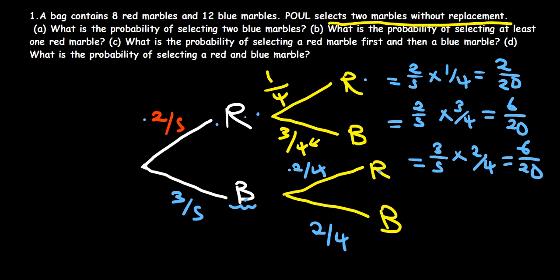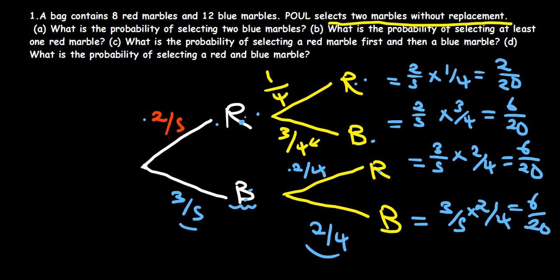And then this here will be equals to, if I pick a blue one and again a blue one here, it will be 3 over 5 multiplied by 2 over 4. So this is the same as 6 over 20 as well. So we have the probability of getting red, red, red and blue, blue and red, blue, blue. Okay, and then now we can go back to the questions and try to answer them.